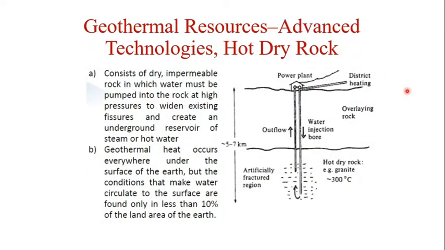Let's see the advanced technologies, which is hot dry rock. It consists of dry impermeable rock in which water must be pumped into the rock at high pressure to widen existing fissures and create an underground reservoir of steam and hot water. Geothermal heat occurs everywhere under the surface of the earth, but the conditions that make water circulate to the surface are found in less than 10% of the land area of the earth.